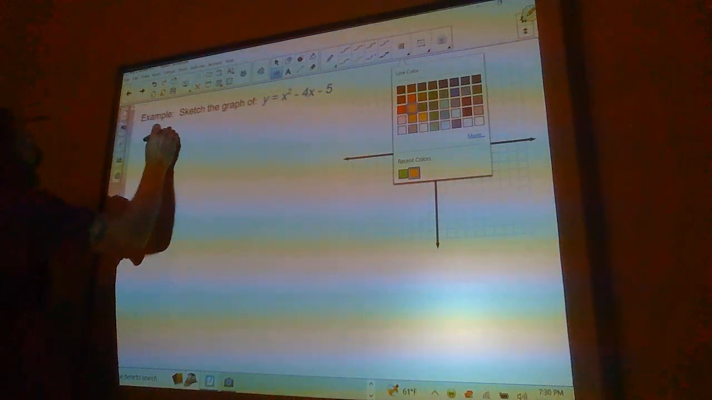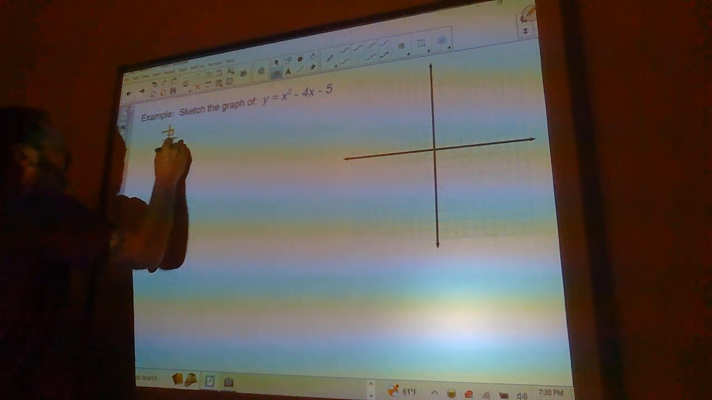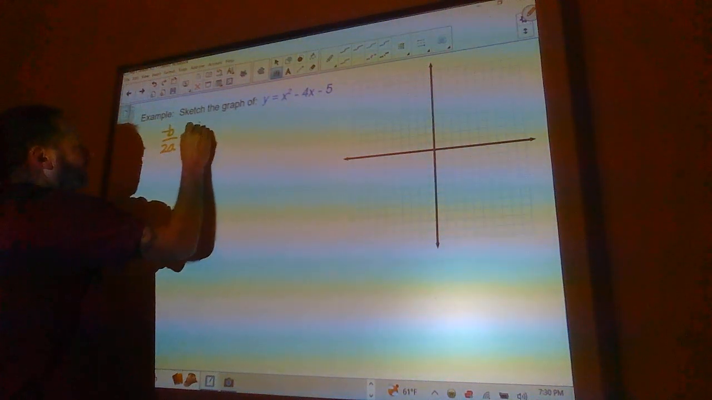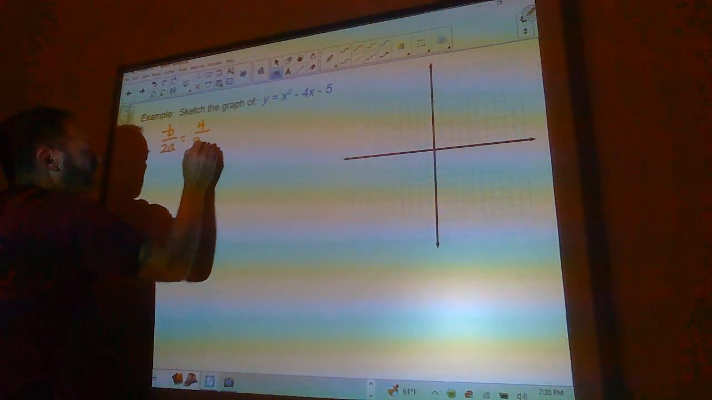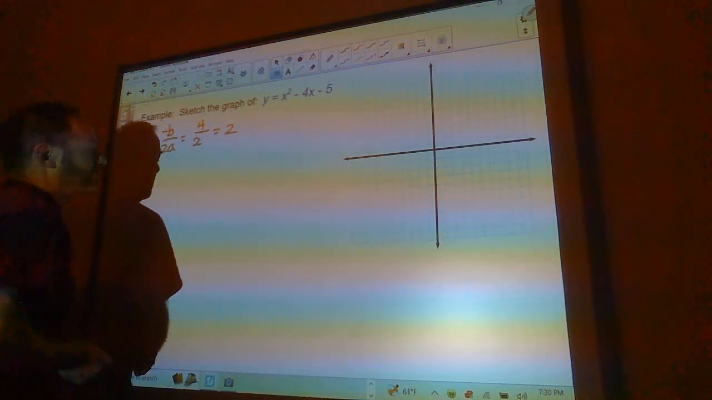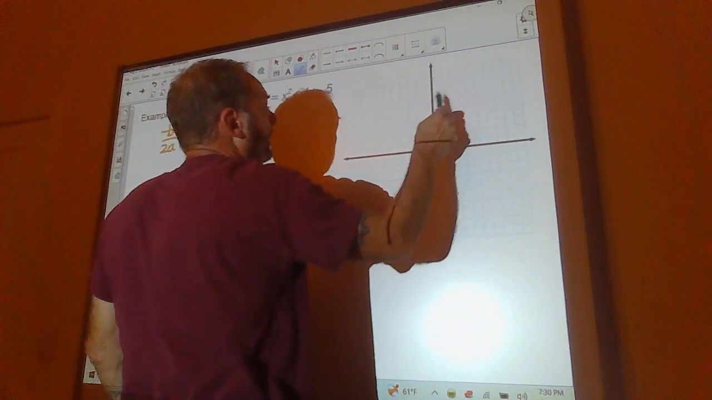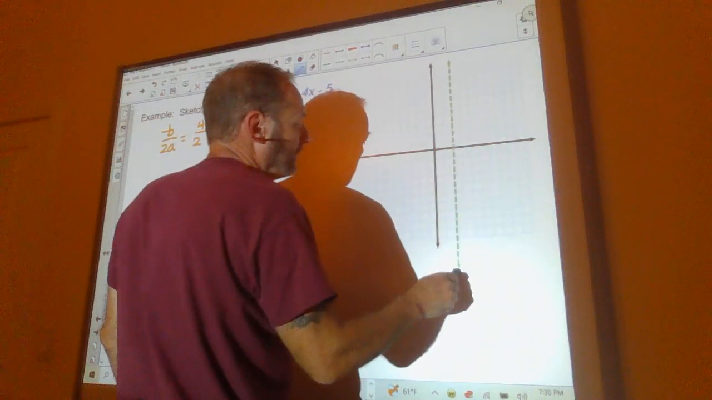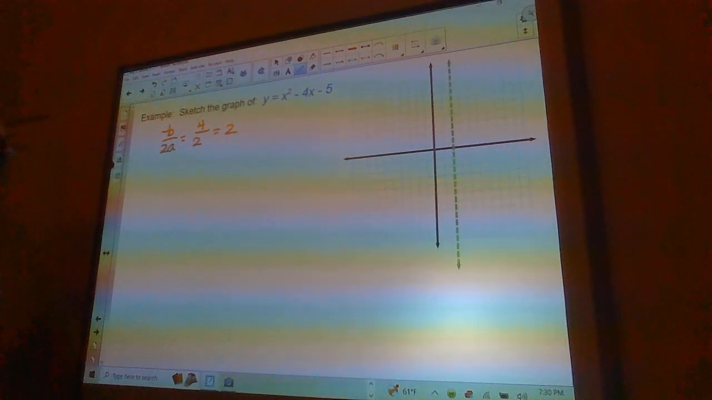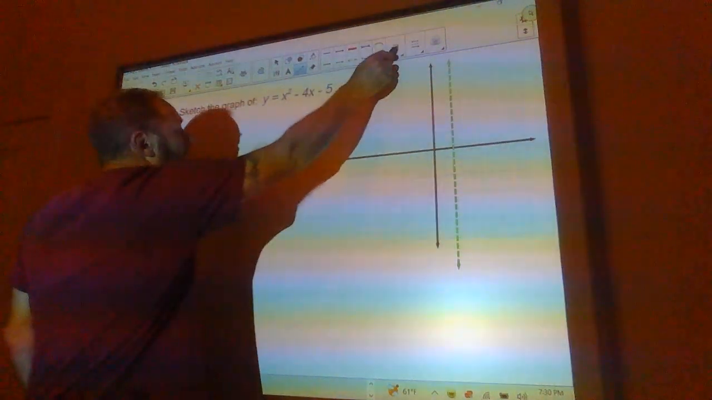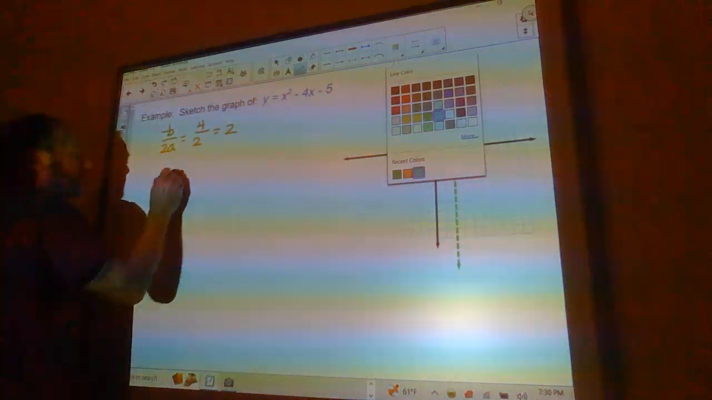Okay, so I'm going to go with -b over 2a here. So that's going to be -(-4) over 2 times 1, which is 2. So the axis of symmetry is going to be at 2. So I'm going to go over here. There's 2. There's my axis of symmetry. So now I'm going to go ahead and make my table.